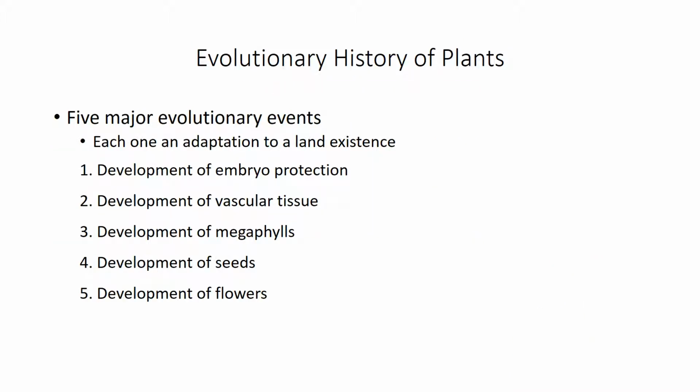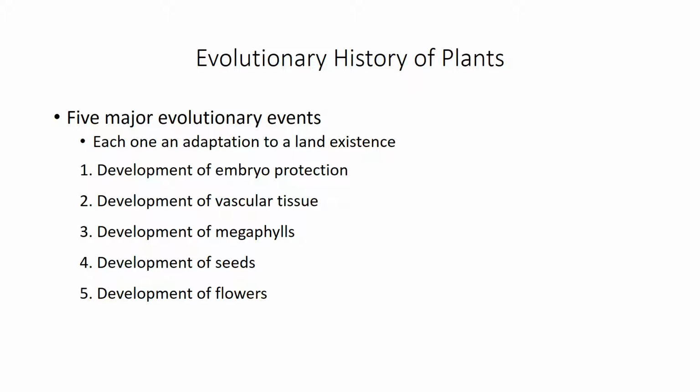Now there were five big events that helped plants eventually adapt to living on land. The first one was embryo protection. Embryo protection kept it from drying out, and therefore embryos could be on land and survive.